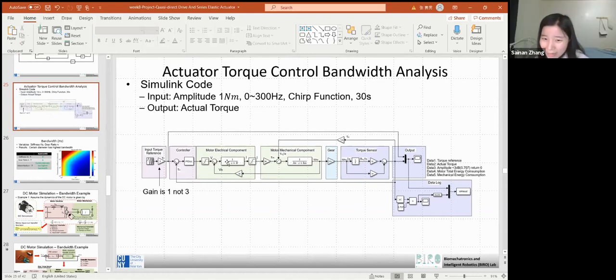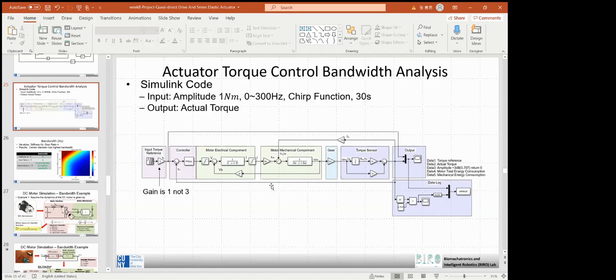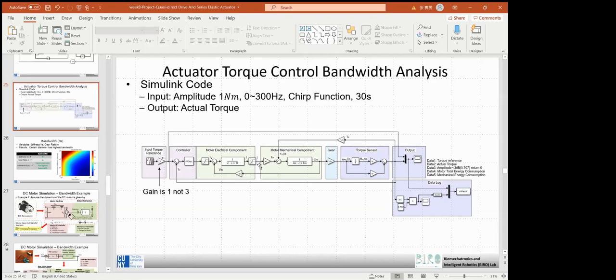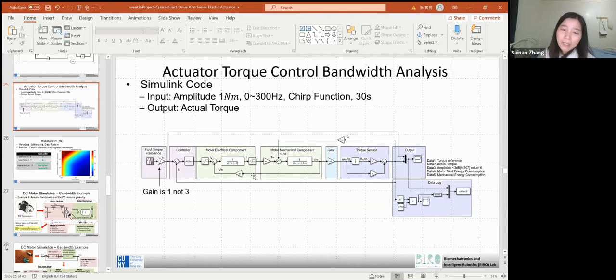Can you repeat your question? Right before the gain, what is the block between the motor electric component and the motor mechanical component? Right after 1 over L, plus R. Do you mean this one? Yes. What is that? This is a limiter block.